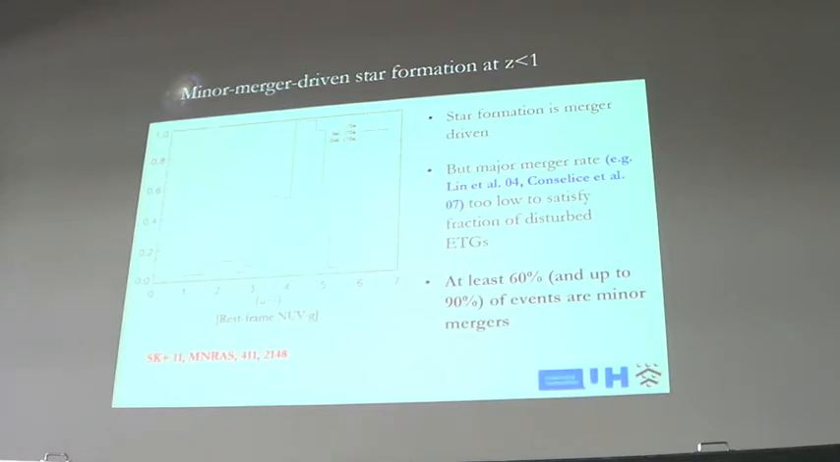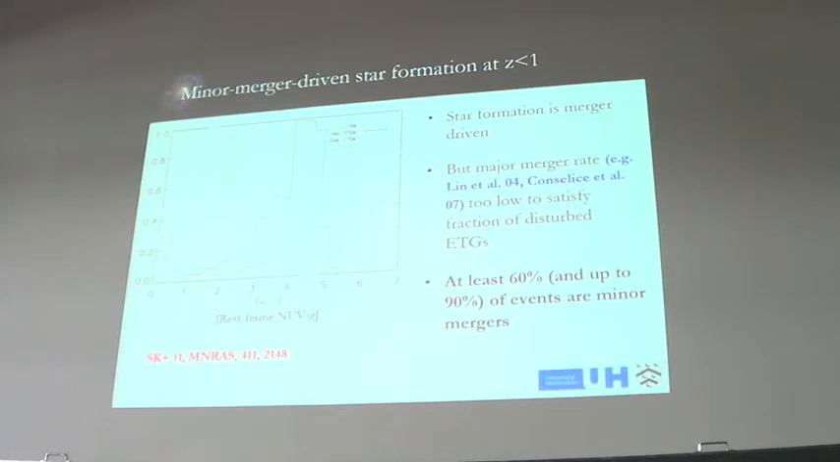So there seems to be a correlation, or a coincidence, of disturbed morphology and UV blue color. This suggests then that the blue UV colors are driven by mergers. But when you look at the major merger rate at low redshift, say at redshift 0 to 1, what you find is the major merger rate is quite low, and it's too low to satisfy the fraction of disturbed early types that we see. So what that leaves you with essentially are minor mergers.